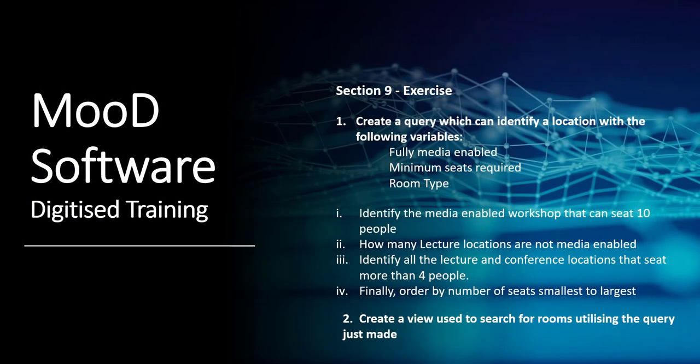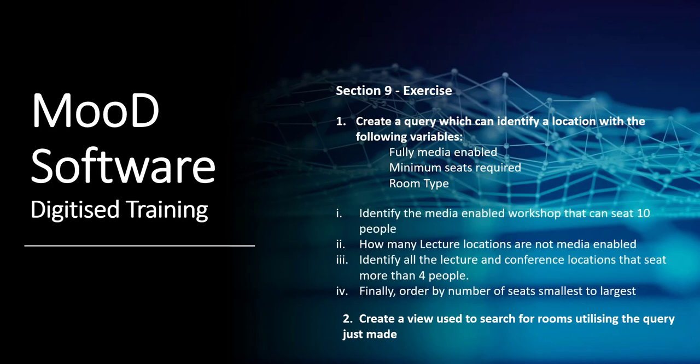Section 9 Exercises. Number 1. Create a query which can identify a location with the following variables. A. Fully media enabled. B. Minimum seats required. C. Room type. C Part 1. Identify the media enabled workshop that can seat 10 people.